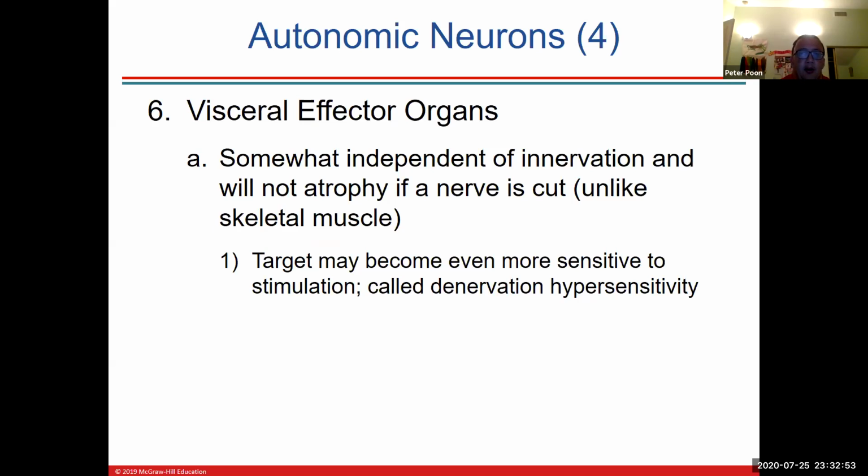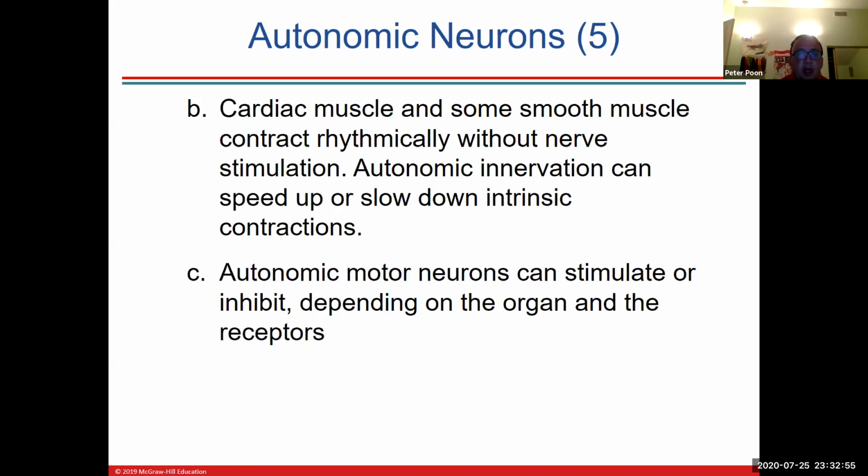Let's get to the effectors. The autonomic nervous system acts on cardiac muscle and smooth muscle. Generally, these things contract on their own, and especially cardiac muscle, they have their own rhythm. What we do actually is alter that rhythm. The muscles themselves are all auto-rhythmic; we're just speeding it up or slowing it down.